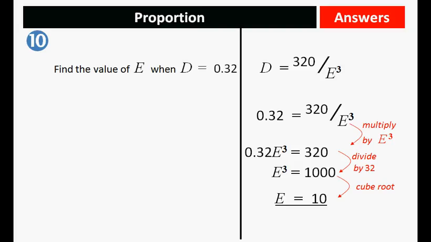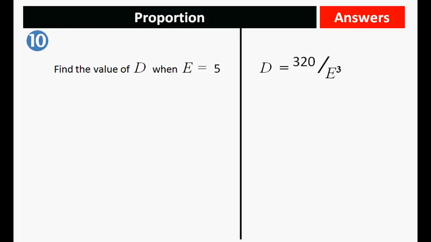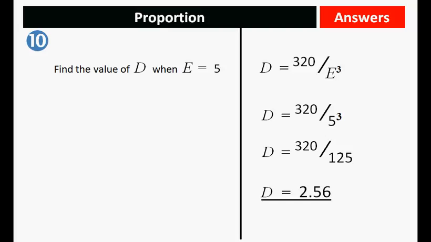Then another last part of the question, find the value of D when E equals 5. So this should be a bit easier because it involves less rearranging. D equals 320 divided by E cubed was the basic relationship between the two things. So if E is 5, you've got D equals 320 divided by 5 cubed, which is 320 divided by 125, because 5 cubed is 5 times 5 times 5, which is 125. So that comes out to 2.56. So when E is 5, D is 2.56. And that's the end of the questions.